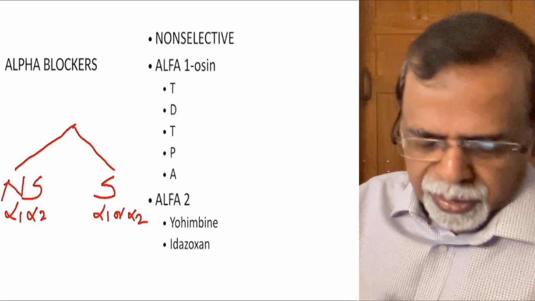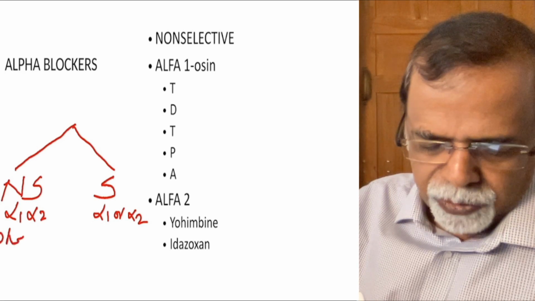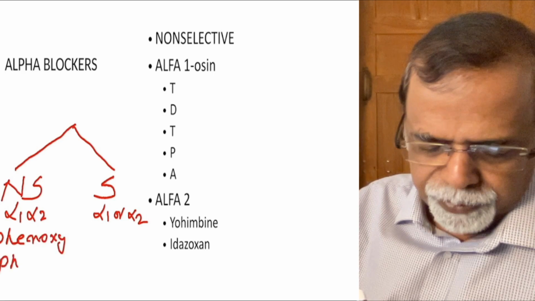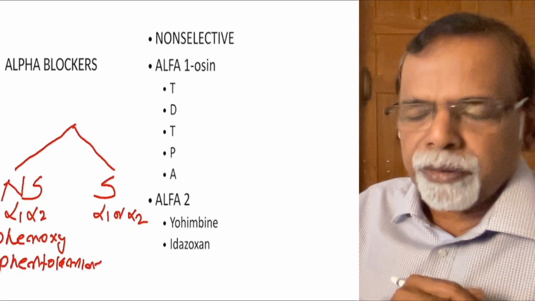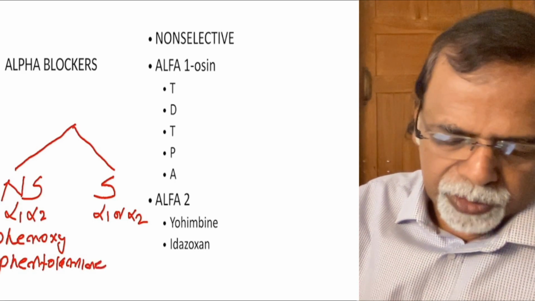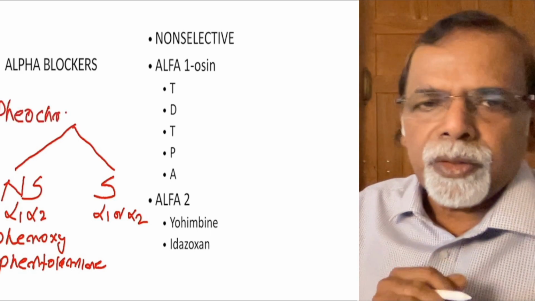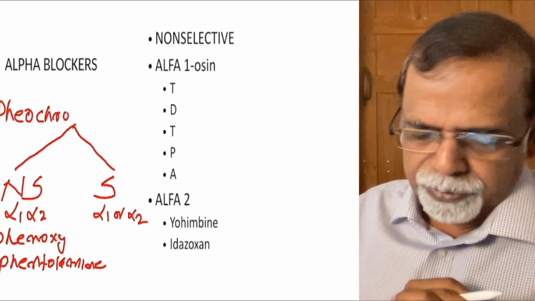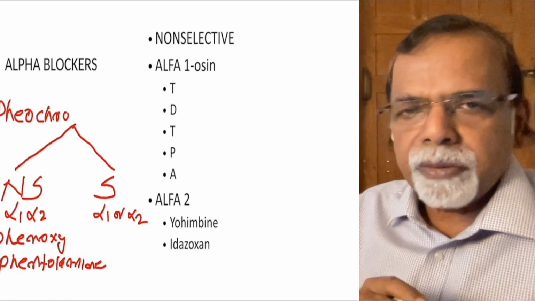The non-selective drugs are limited. Two drugs you should remember: one is phenoxybenzamine, and the second is phentolamine. These drugs are not routinely used. They are used for the treatment of pheochromocytoma. That is something you should remember: in the management of pheochromocytoma, use the non-selective alpha blockers.